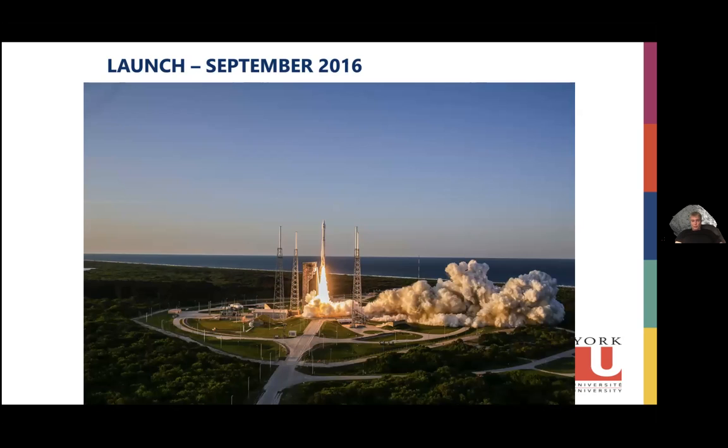So it was pretty cool. It's a fairly significantly sized launch vehicle. So exciting. If you've never seen a launch, definitely get to one.